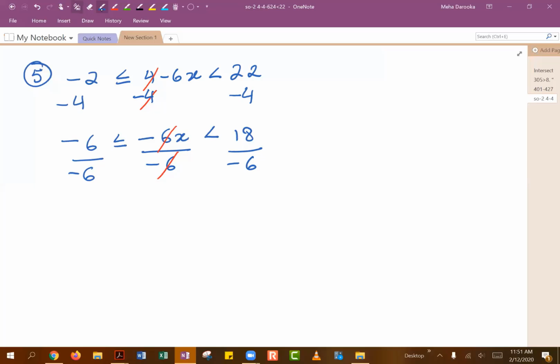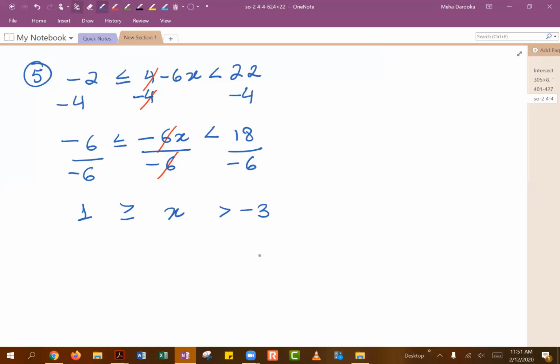All right, so what do we get on the left-hand side of our inequality? +1. Okay, now remember the direction of your inequality has to change. So less than or equal to will now become greater than or equal to. We have only x left behind in the middle. The less than is now becoming greater than. And what's 18 divided by -6? -3. So since we divided by -6 here, both the directions of our inequality have to change. So please keep that in mind.